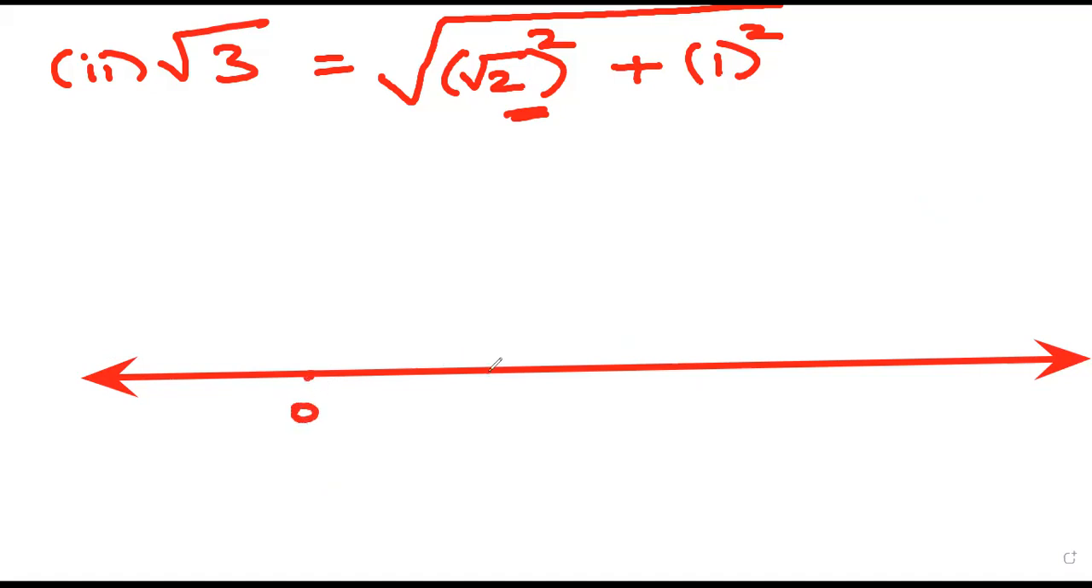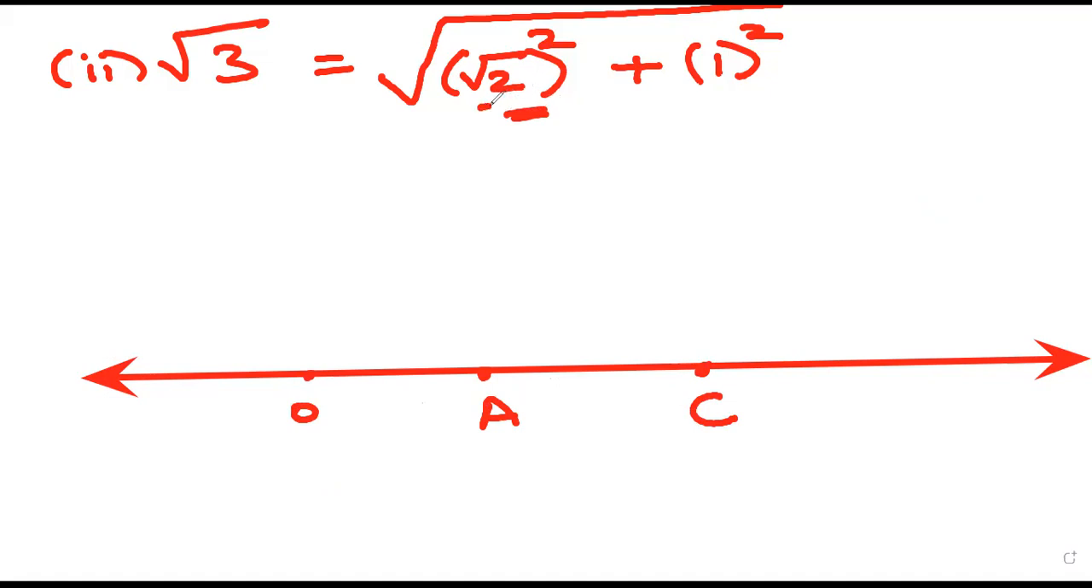Fine. Then mark point here 1 or A, and take the next value, Y or B or C, whatever you want. This is C. This is 1 unit. Now, children, first is root 2 square.